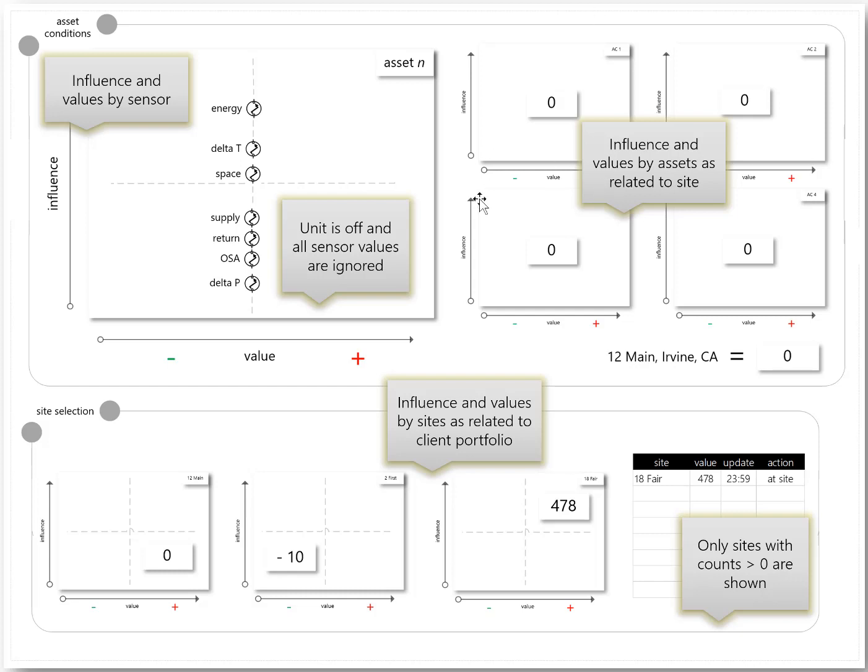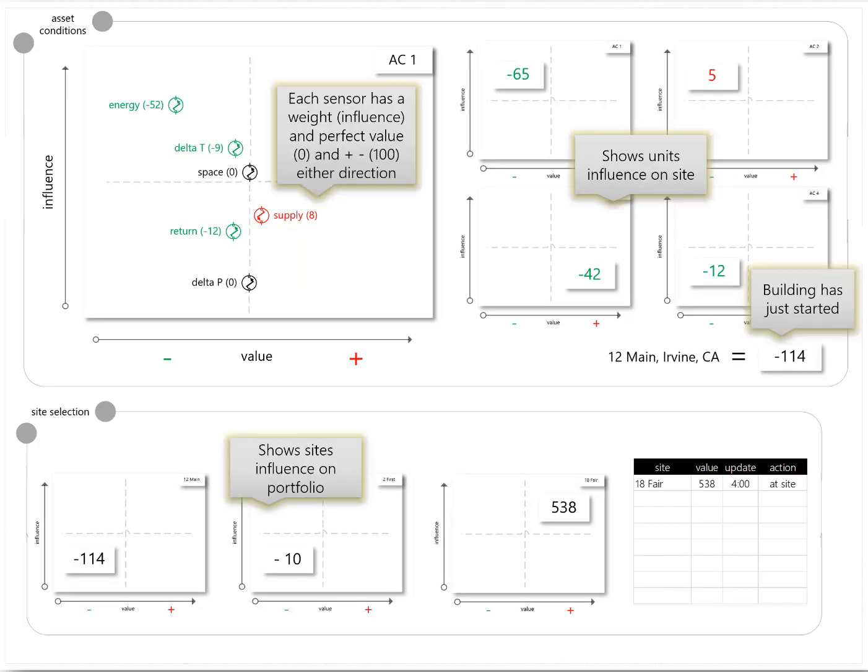Oh, by the way, these are all zeroed in this example because a unit is off and the sensor values are being ignored. So I put in a little time lapse. This is at 2 a.m. in the morning. This is pretending that this same unit at 12 Main in Irvine, it's 8 o'clock in the morning. The building's just started.